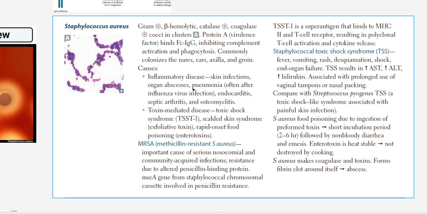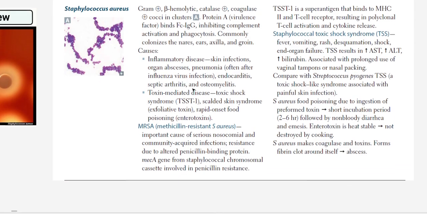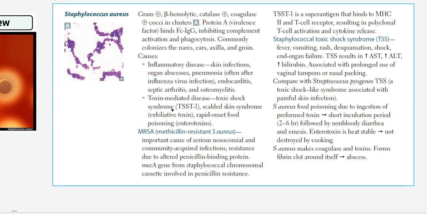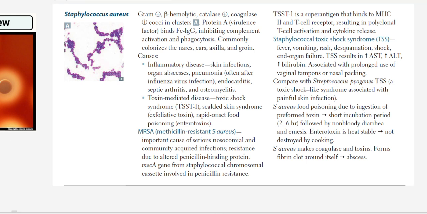So all of these are basically invasive diseases, right? This is where the bacteria itself is entering the tissue. Pneumonia classically happens after influenza. That's something to remember. Now we move on to the toxin-mediated diseases, right?